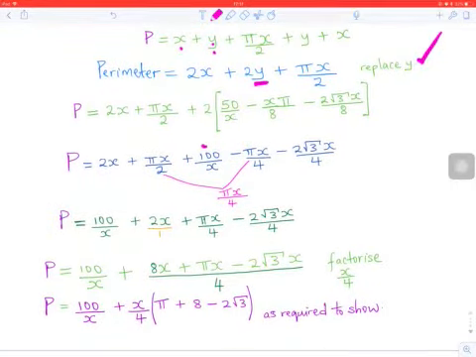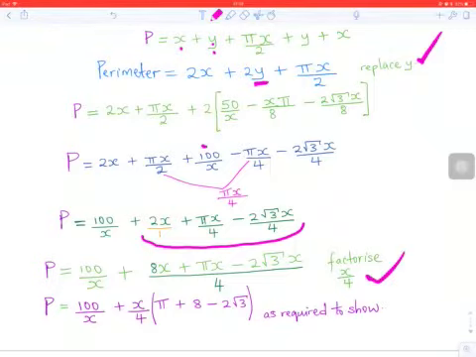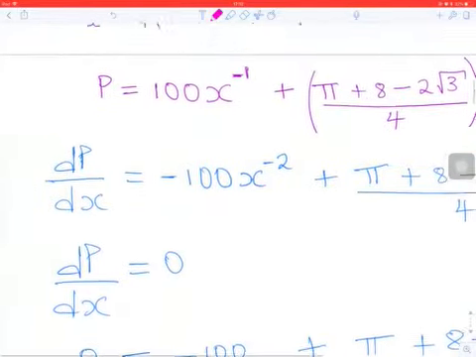Now if you notice, you add these three together. We can put those three as one, and common denominator is 4. It becomes 8x plus pi x minus 2 root 3 x. Factorize x over 4. X over 4 comes out of the bracket. You're left with pi plus 8 minus 2 root 3, as required to show.